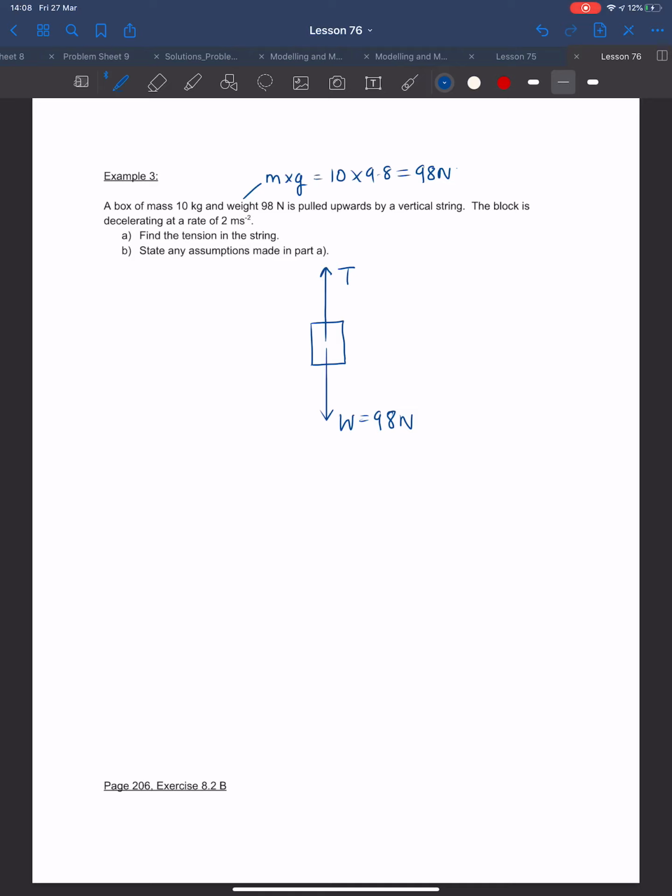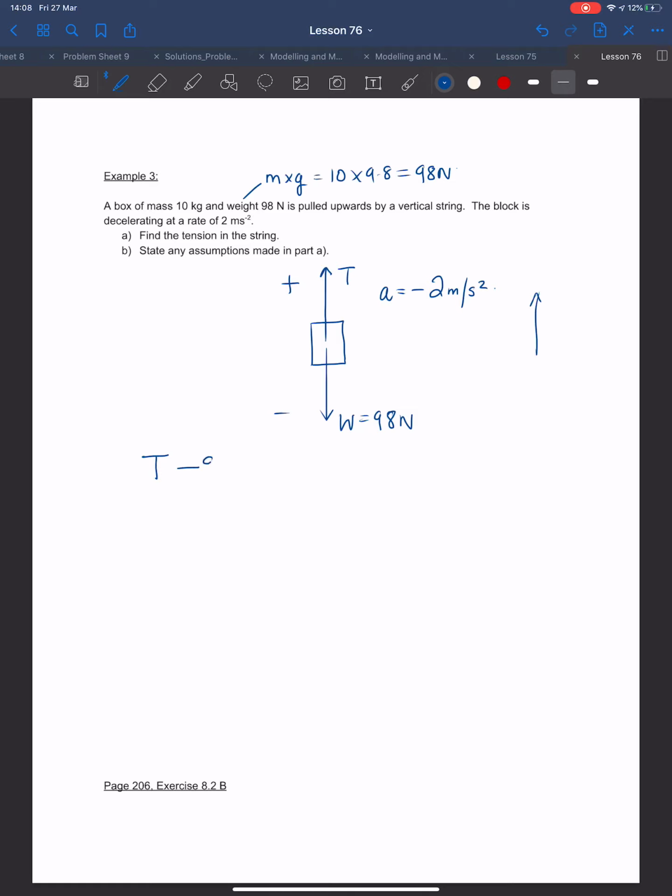The block is decelerating at a rate of, so the acceleration is actually negative 2 meters per second squared. Find the tension in the string. State any assumptions made in part A. So again, it's being pulled upwards, but the acceleration means the speed is slowing down. We still take upwards as positive, downwards as negative.